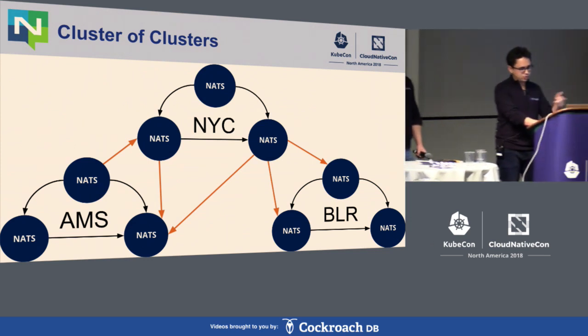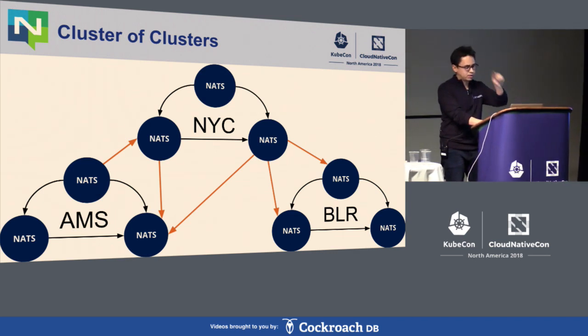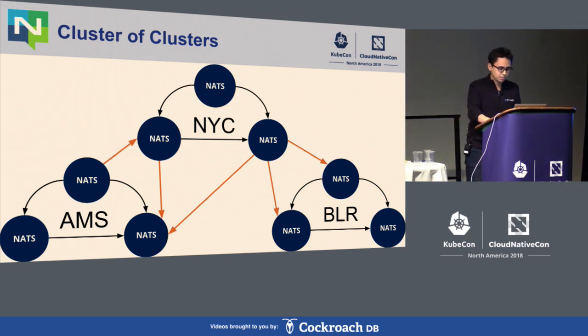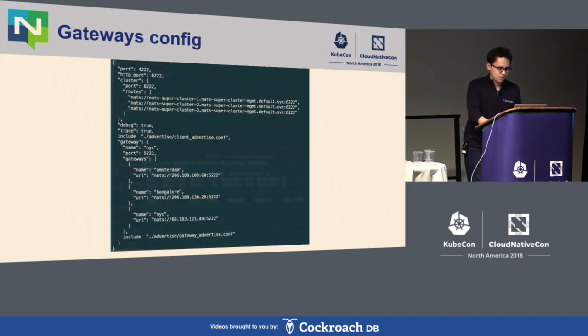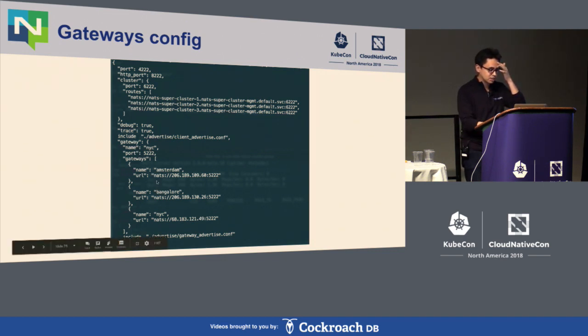Yeah, in this example, we have three different clusters that have inbound and outbound connections by the gateways. One is in Amsterdam, another in New York, another in Bangalore. And in terms of the configuration, you have a new stanza under the gateway. You have to define the name of the cluster and also the explicit list of the connections of the remote endpoints. There's a new port that has to be open; here we're defining 5222.